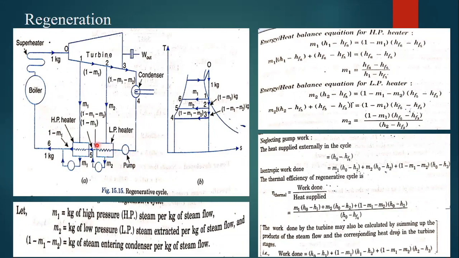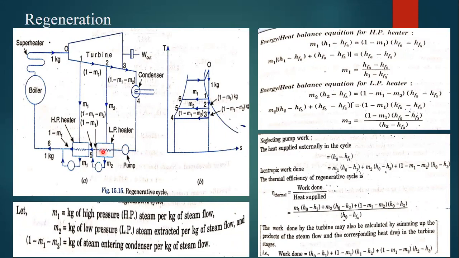And again, what is the main purpose of using a regenerator? Whatever liquid we have from the pump, we need to increase its temperature. That's why we use feed heaters, right? So 1 minus m1 minus m2 kg of liquid is getting into the low pressure heater here. So there will be indirect contact.